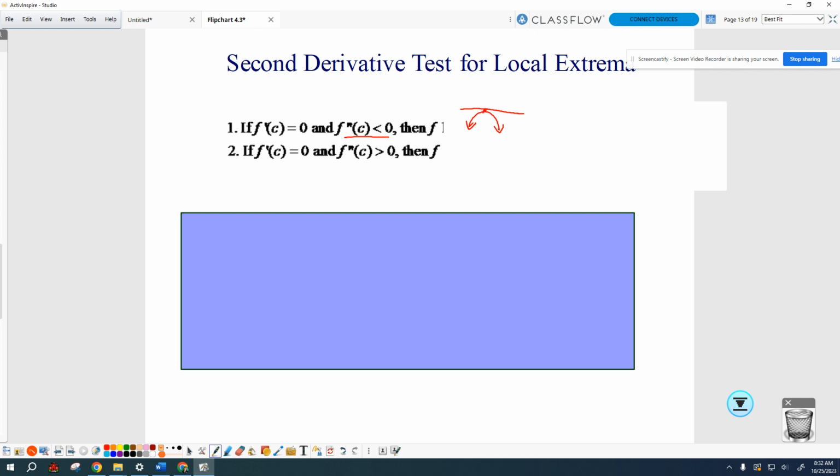Second derivative test is, okay, this one, it's happy, it's concave up, and the slope isn't positive, it isn't negative, it's 0. So right there at that C value, it's going to be a minimum. Cool? Cool.